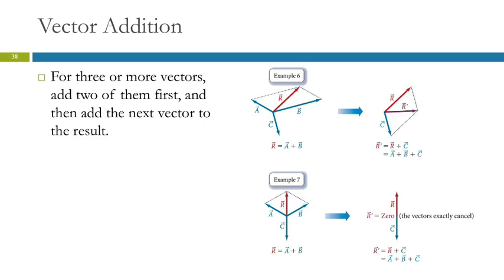Is that disturbing? This first R is from adding A and B. So we can't add three things at once. We just take them two at a time. So we add A to B, and we get this R. Then we're going to take that red R, and we're going to add it to C, and we're going to get the purple R prime. Okay? Any other questions?